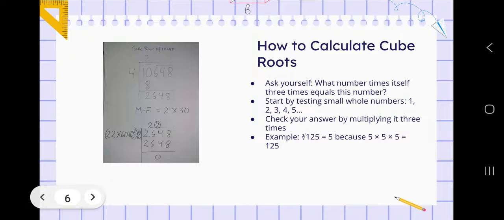How to calculate cube roots. Ask yourself, what number times itself 3 times equals this number? Start by testing small whole numbers: 1, 2, 3, 4, 5. Check your answer by multiplying it 3 times. For example, the cube root of 125 equals 5, because 5 times 5 times 5 is 125.